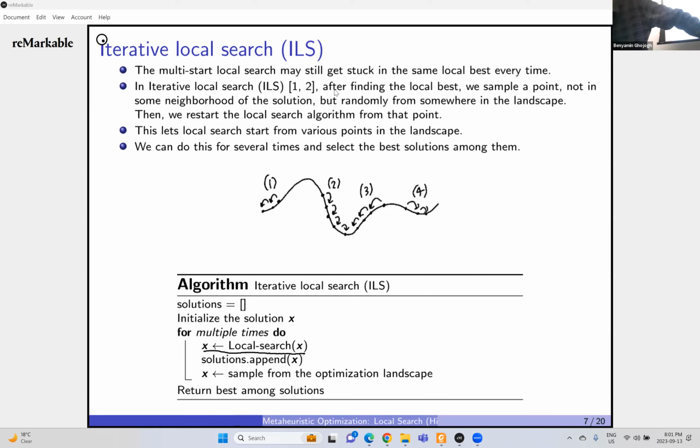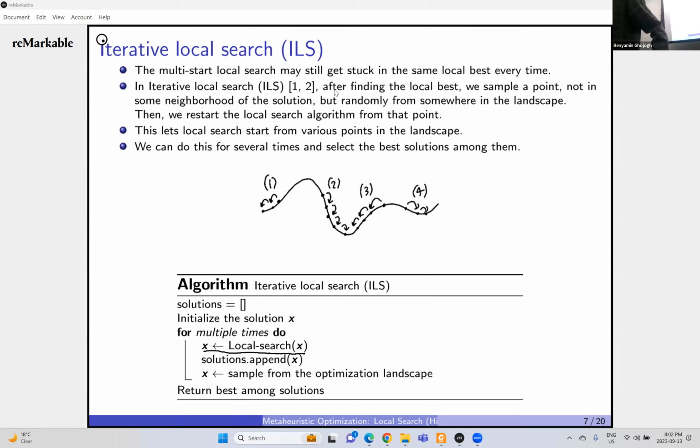An example is in this figure. I start one from here. The first local search converges here. Then the second one starts from here, and it converges here. The third one starts from here, converges here. Fourth one here. The best among them is the solution of 2 and 3, right? Of course, the more times you do the local search, the better local best we can find.